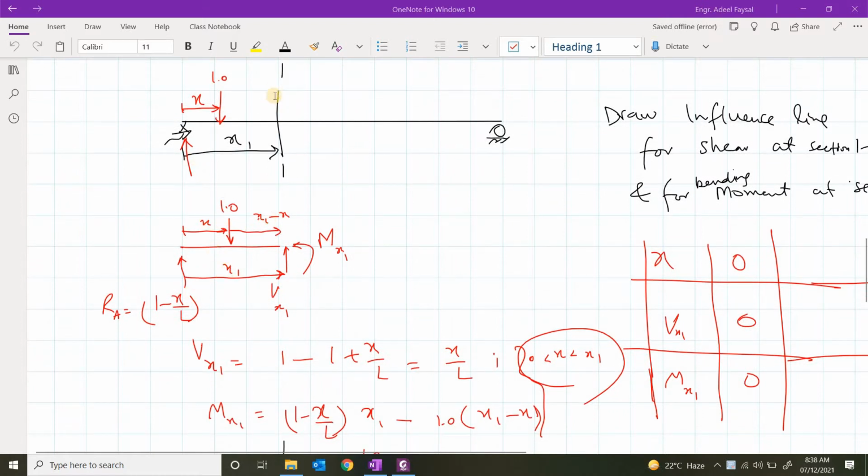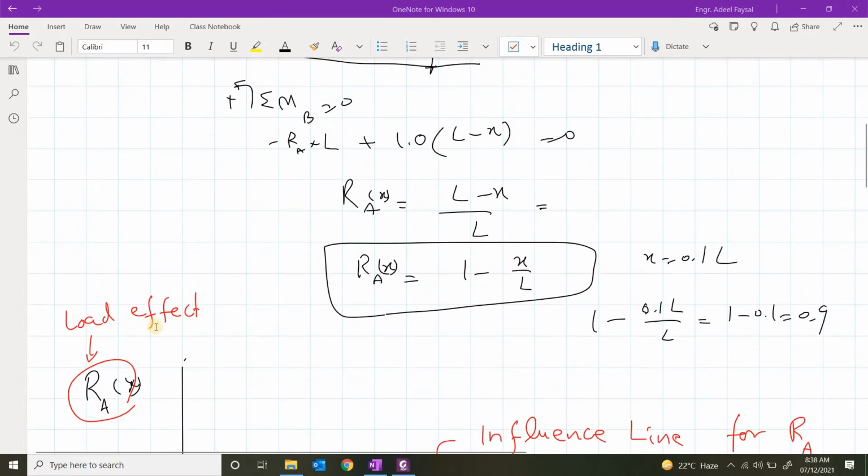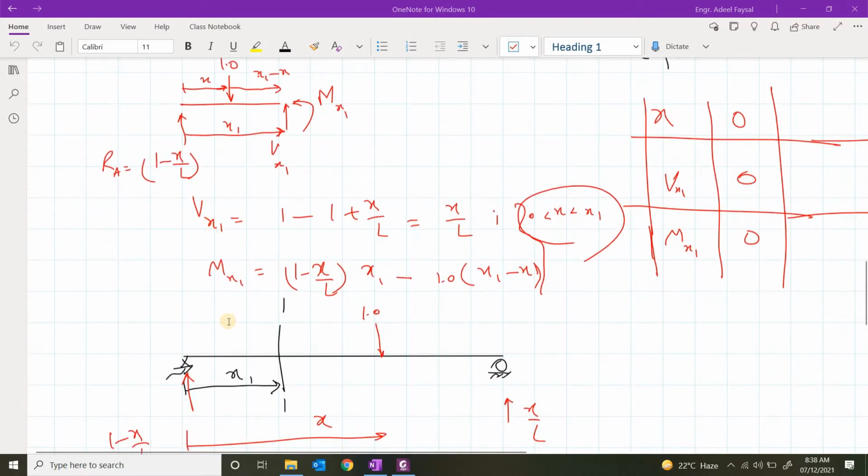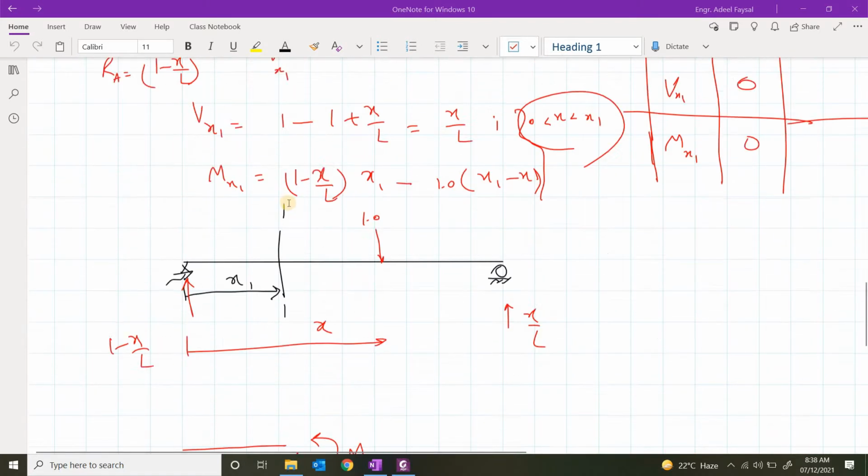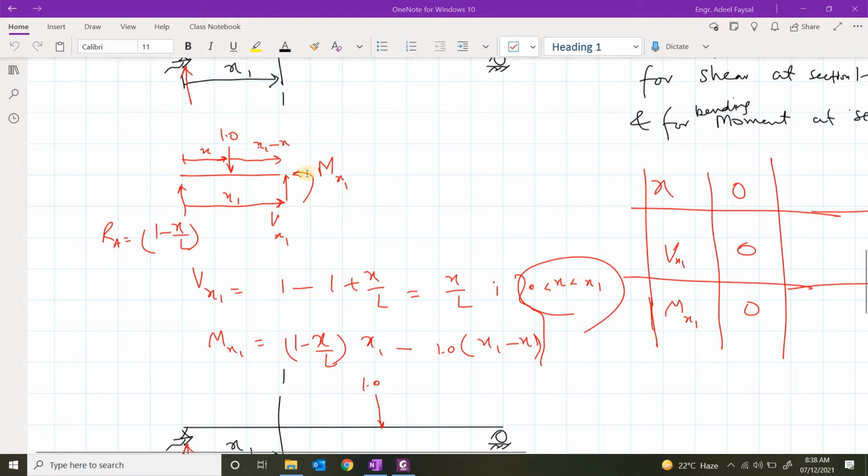If you just cut a section over here, before cutting a section, you can find the directions at both ends of the beam, and then knowing those directions, as we have done already before, you can find out the shear force and bending moment at these locations. We have called those shear force and bending moments as Vx1 and Mx1. Now Vx1 is equal to x over L, and then Mx1 is equal to this expression.